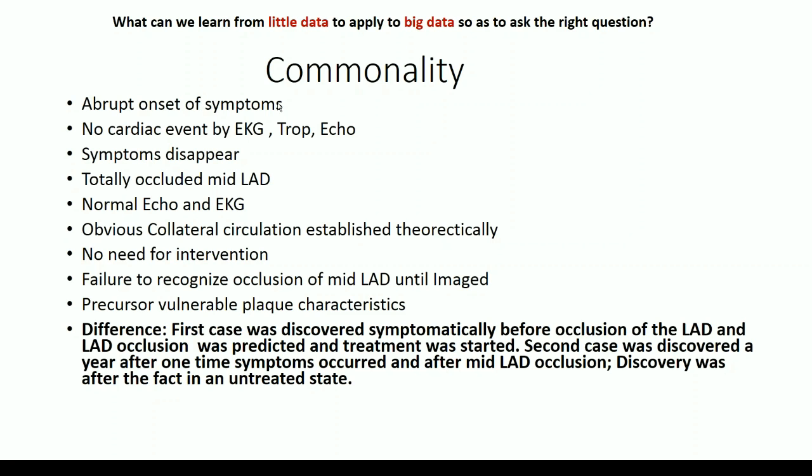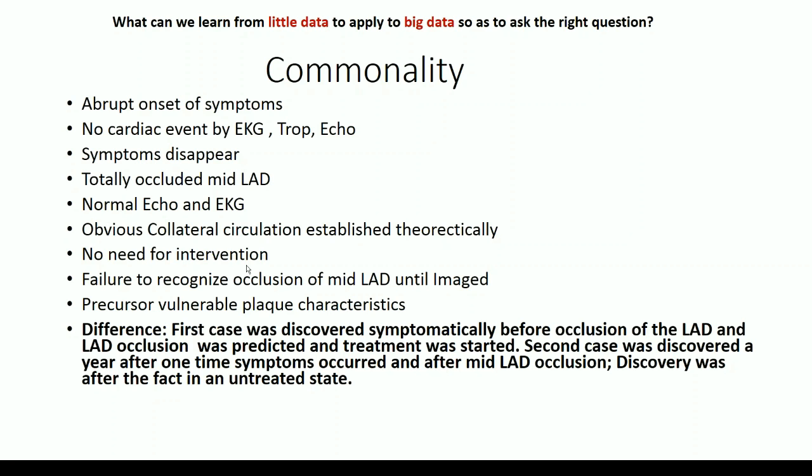The abrupt onset of symptoms. First onset of symptoms, not exertion related, just came on. Both of them came on at night, woke them up. One went to the hospital, one stayed home. No cardiac events by EKG, troponin, echo. Symptoms disappeared. One was treated medically, one wasn't. Totally occluded mid-LAD was found later. Normal echo and EKG. Obvious collateral circulation has been theoretically established.